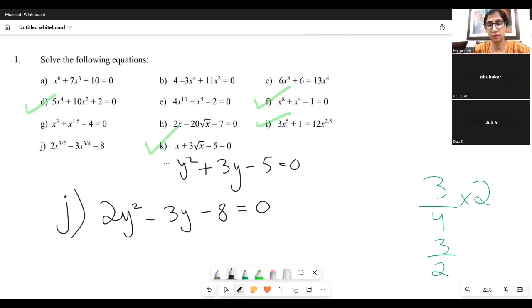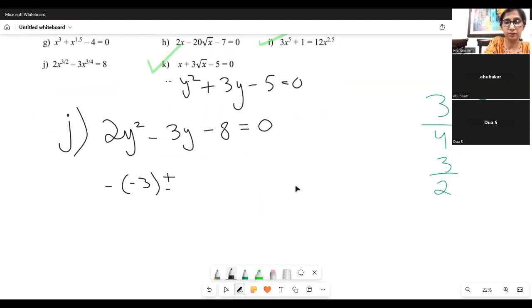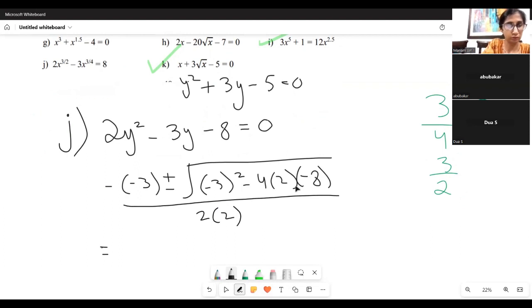So let's solve it in the calculator quickly. 2, minus 3 and minus 8. We get... ये quadratic formula से हो रहा है. You can't solve it with factorization. Possible नहीं है. So let's quickly use quadratic formula. Minus b plus minus square root b square minus 4ac by 2a. बस खत्म हो गया. Okay.